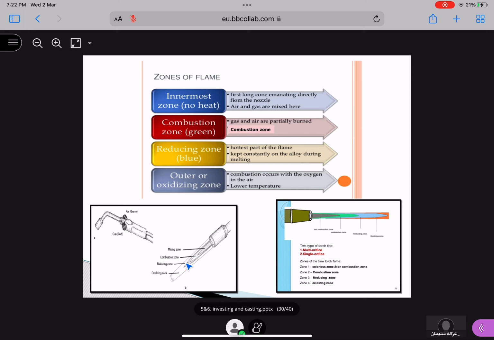The reducing zone is the hottest part of the flame. This part, if you see, the reducing part should be constantly on the alloy during the melting. And this is the oxidizing zone, the outer zone. Combustion occurs with the oxygen in the air, and it has a lower temperature. This is the hottest part, that is the reducing zone. The same is shown here.